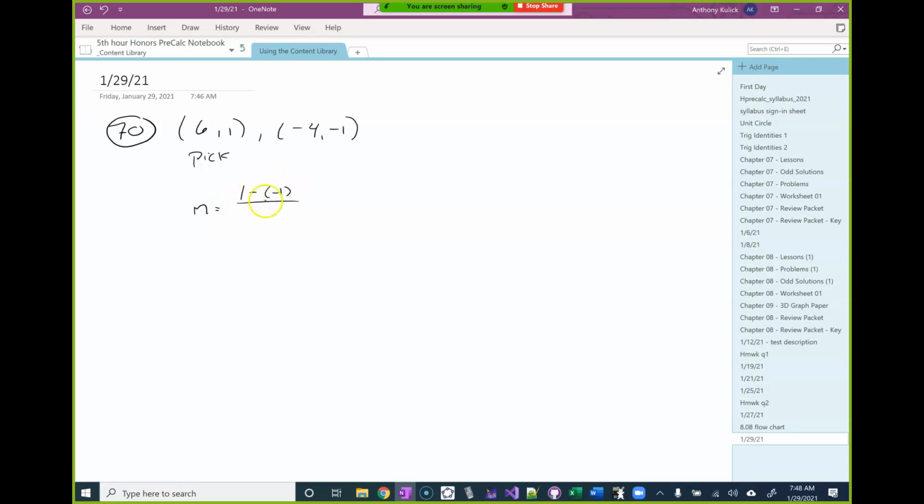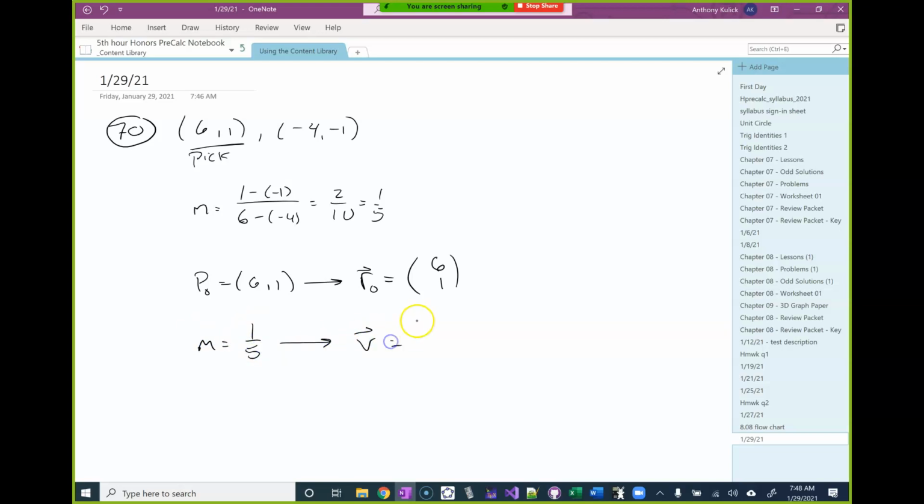And then I'm going to calculate a slope. And it doesn't matter the order in which you do the subtraction, which one is the x1, y1 or the x2, y2. So there's that. So this point is going to turn into my point vector. And this slope is going to turn into my direction vector.